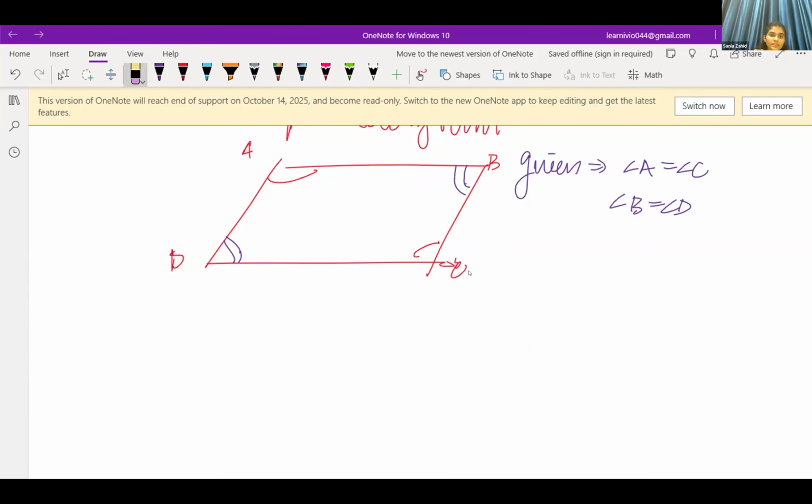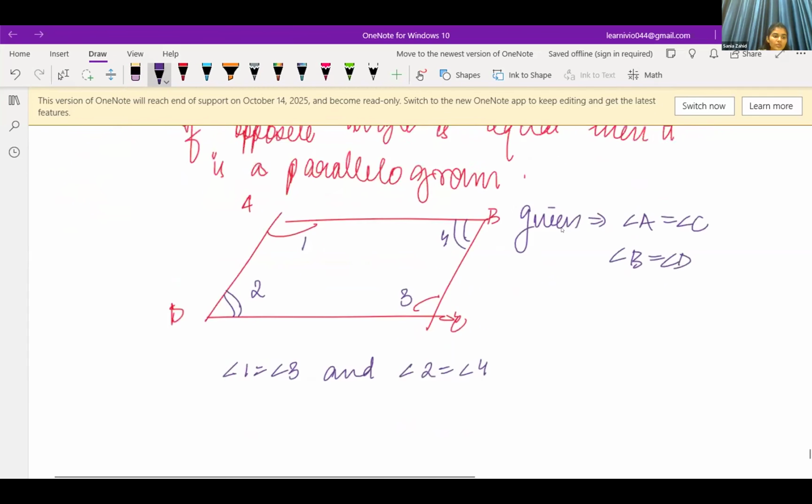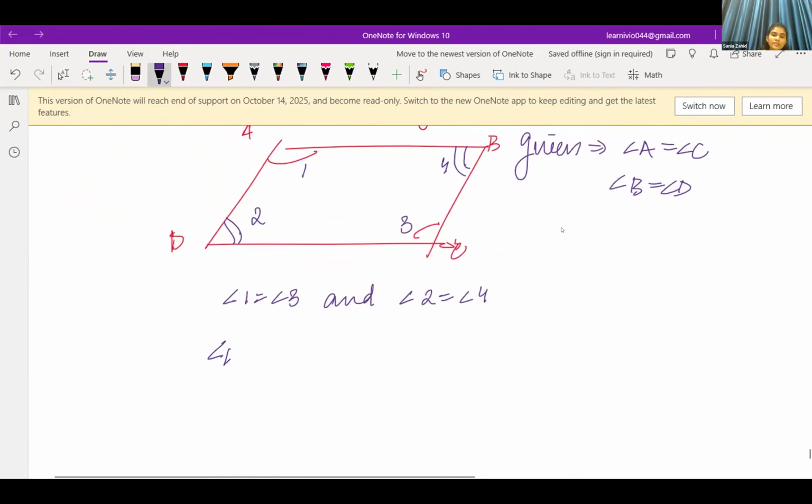Look here. Can I say this is angle 1, this is angle 2, this is angle 3, and this is angle 4? Now what did they give you? They gave you angle 1 is equal to angle 3 and angle 2 is equal to angle 4. That is what's given in the question. Now what is the angle sum property of a quadrilateral? The sum of all angles is equal to 360 degrees. So can I say that angle 1 plus angle 2 plus angle 3 plus angle 4 is equal to 360 degrees? Yes, ma'am.